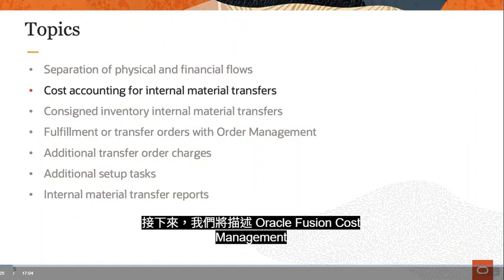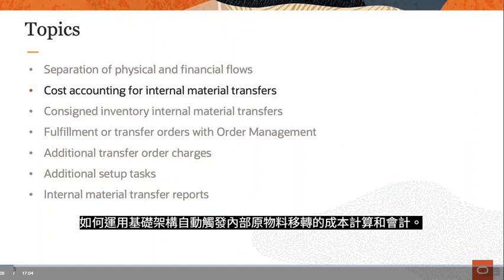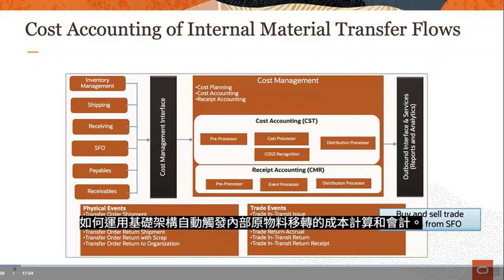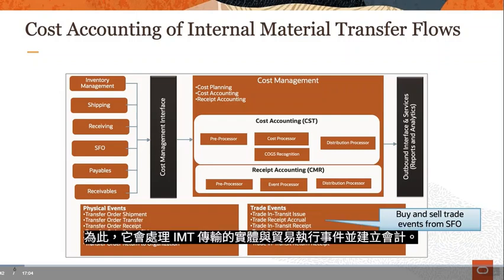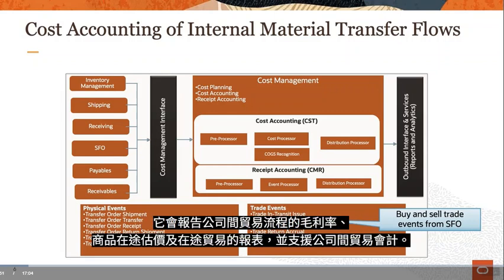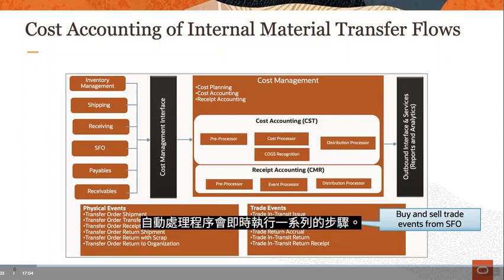Next, we'll describe how Oracle Fusion Cost Management has the infrastructure in place to trigger costing and accounting of internal material transfers automatically. This diagram illustrates how Oracle Fusion Cost Management has the infrastructure in place to trigger costing and accounting of internal material transfers automatically. It does this by processing physical and trade execution events for IMT transfers and creates accounting. It also processes physical and accounting-only return transactions. It reports gross margins for intercompany trade flows, reports in-transit valuation for goods in trade in transit, and supports intercompany intra-organization trade accounting.